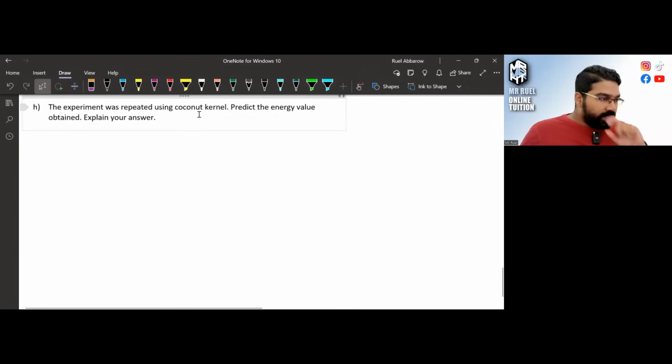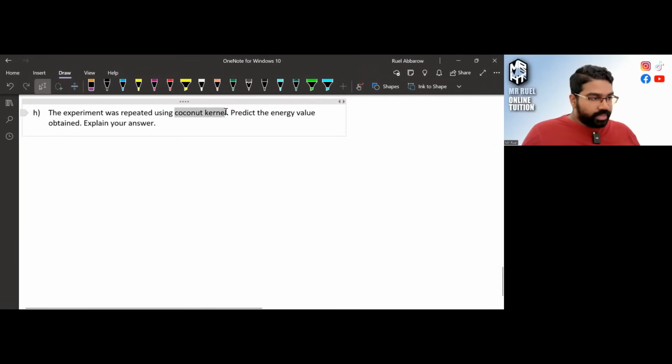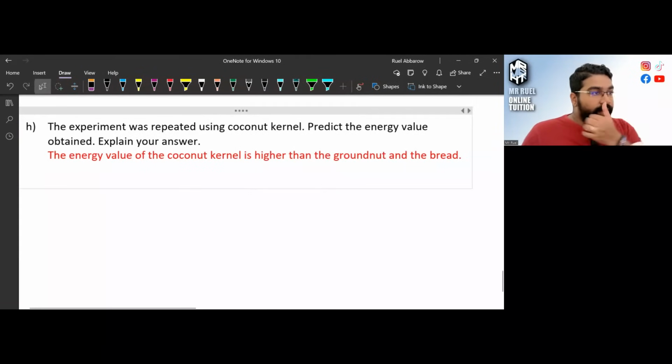Now the experiment is repeated using a coconut kernel. Predict the energy value obtained. So when you burn the coconut kernel, what kind of energy value do you get? The answer is it will be higher than the groundnut and the bread. Explain your answer.